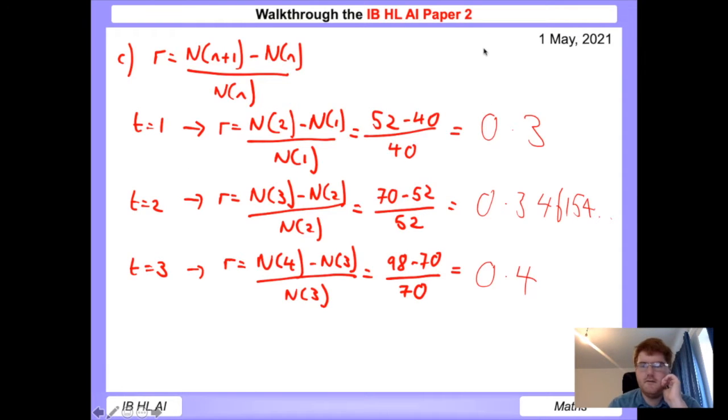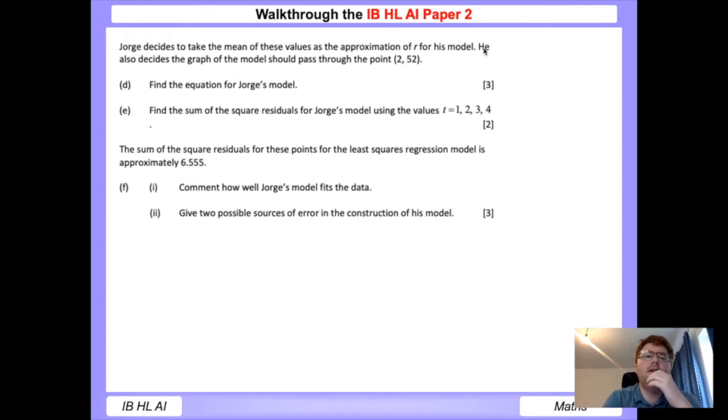Okay, so we've got the 3 values that we're looking for. Jorge decides to take the mean of these values as the approximation of R for his model, and also decides the model should pass through the point (2, 52). Okay, that's up to Jorge. Find the equation for Jorge's model. So let's just do this in stages.